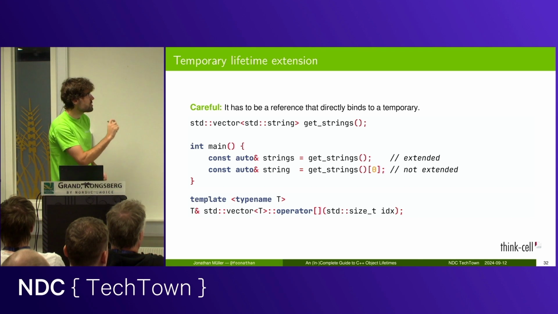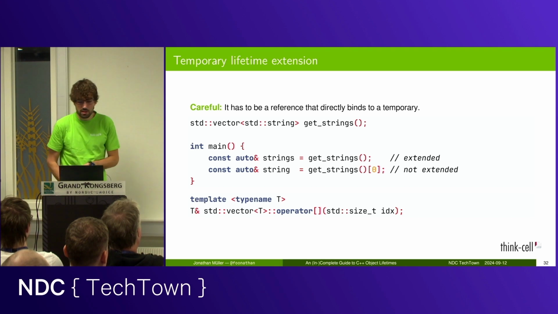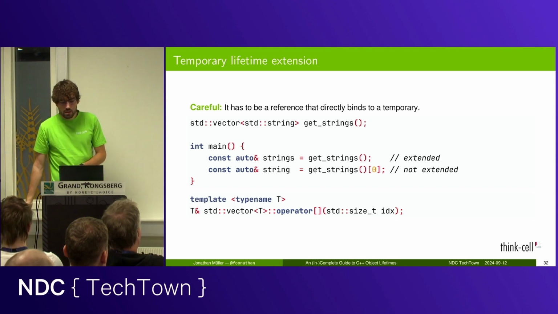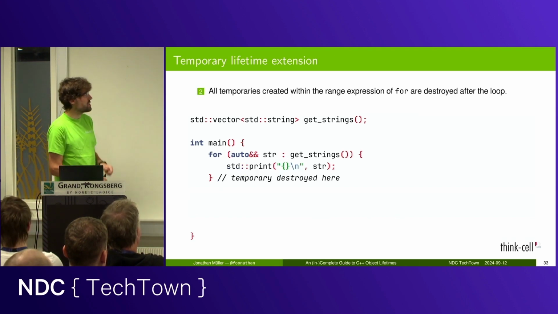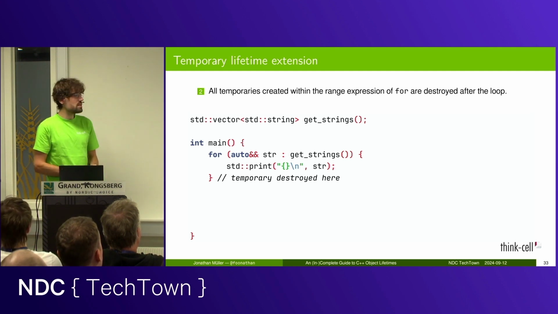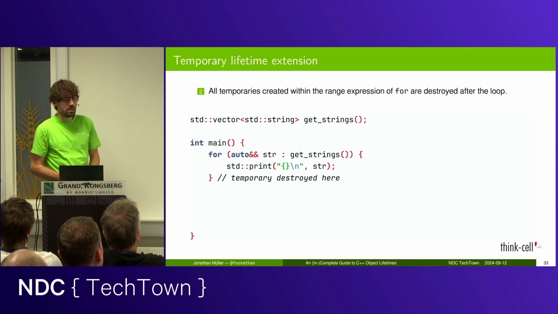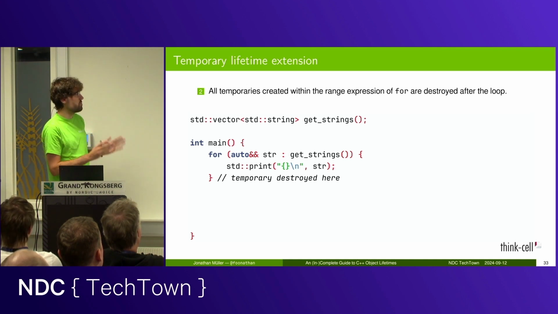So you really shouldn't rely on temporary lifetime extension, right? Because it's incredibly finicky and only works in a very specific use case. The second case for temporary lifetime extension is much nicer. When you do a range-based for loop, it might create some temporaries in order to call begin and end and so on. And all of those are destroyed at the end of the for loop. And this is the actual safe behavior.